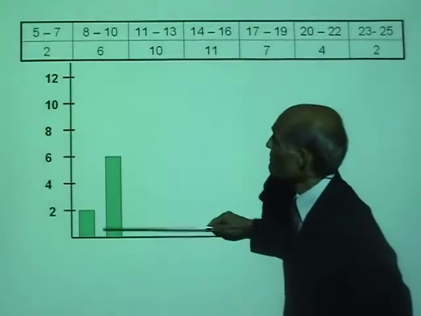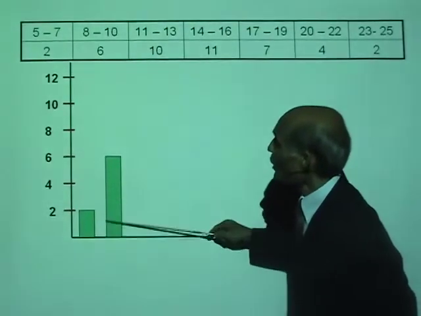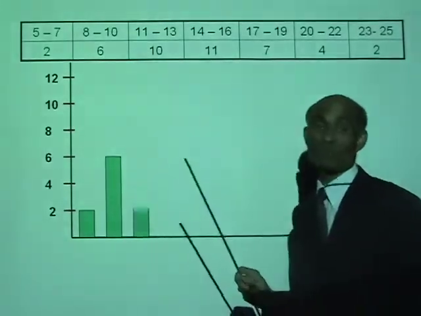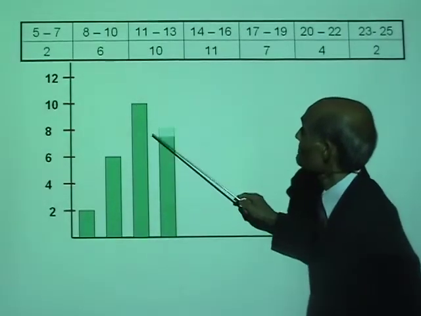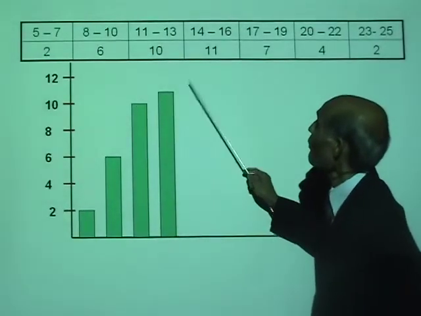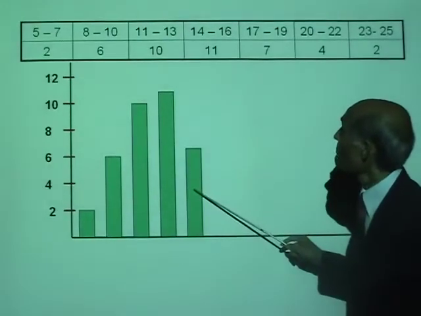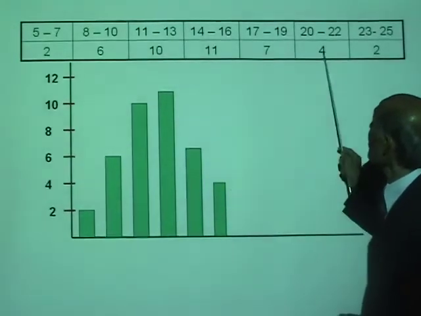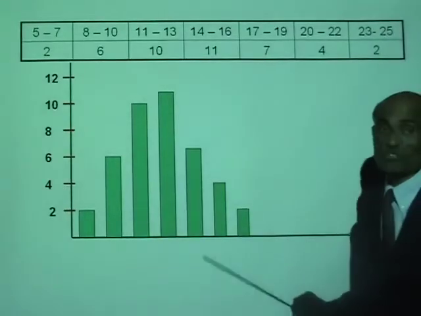Now, the frequency of the second class is 6. I draw another rectangle that represents 6. The frequency of the third class is 10. The frequency of the fourth class is 11. The frequency of the next class is 7. And the frequency of this class is 4. And the last class is 2.